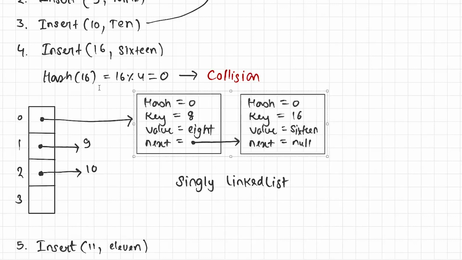The bucket 0 keeps the address of this node, and this node is keeping the address of its next node. So ultimately, HashMap internally uses a singly linked list to handle the collisions and to store all the objects that have the same hash in a chain. So bucket 0 has a reference of node 8, bucket 1 has a reference of node 9, and bucket 2 has a reference of node 10. I hope this is clear to you.